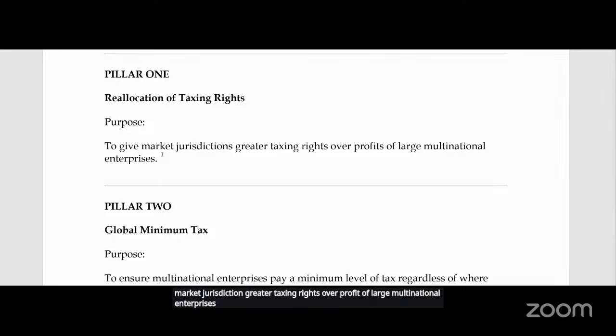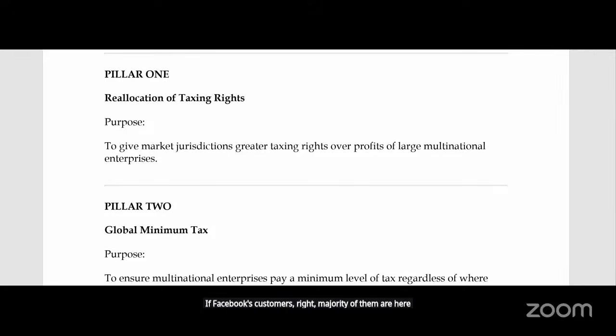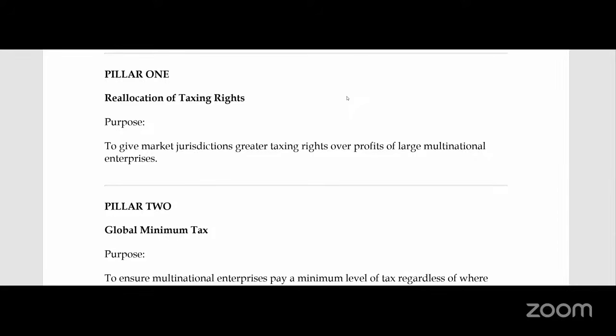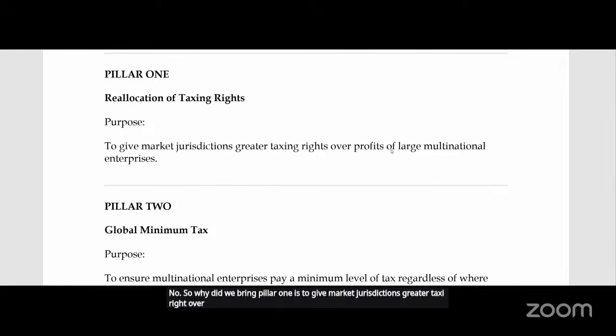If Facebook's customers, the majority of them, are here in Ghana, and then Facebook just takes money from them through ads and uses their platform, and they buy things from Facebook Marketplace, and Facebook takes all the money, is it being fair to Ghana? No. So why did we bring pillar one? It is to give market jurisdictions greater taxing rights over profit of these large multinational enterprises.